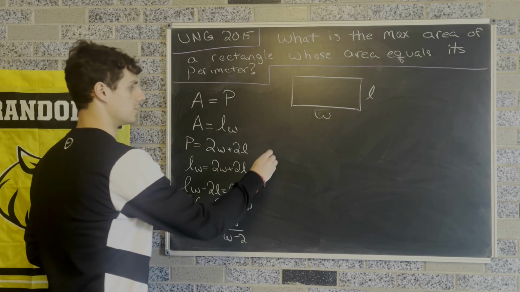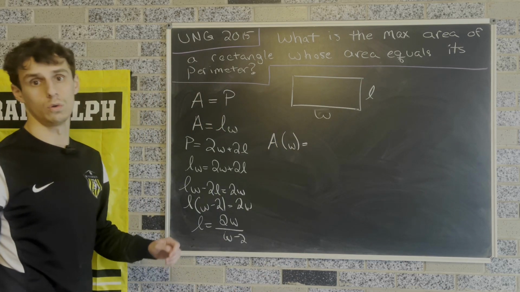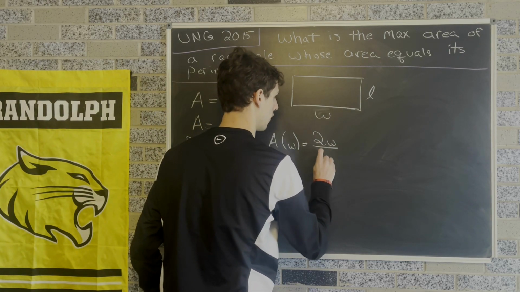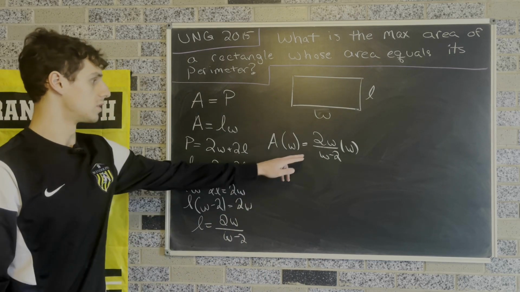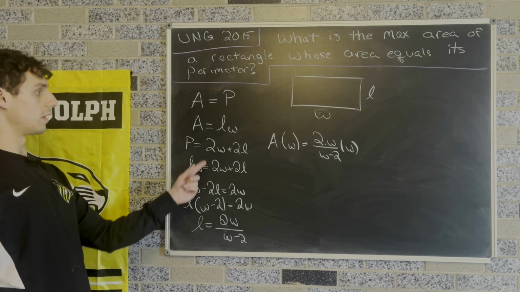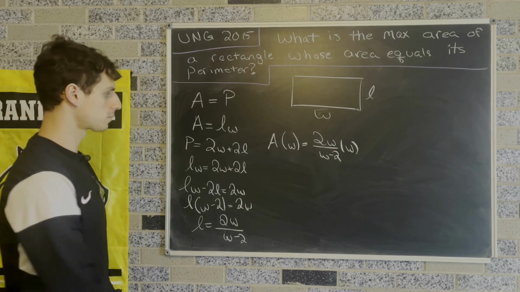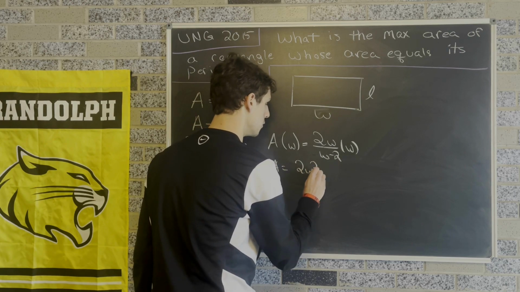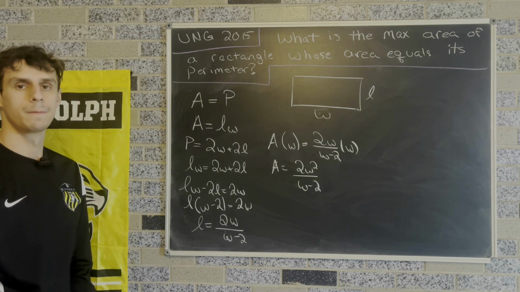So now what we can go ahead and do is plug this l back into our area equation, and that gives us area as a function of only width is equal to 2w divided by w minus 2, times w. So this 2w over w minus 2 comes from our length bit here, and then this additional w gets multiplied on the end. So that gives us area is equal to 2w squared over w minus 2.